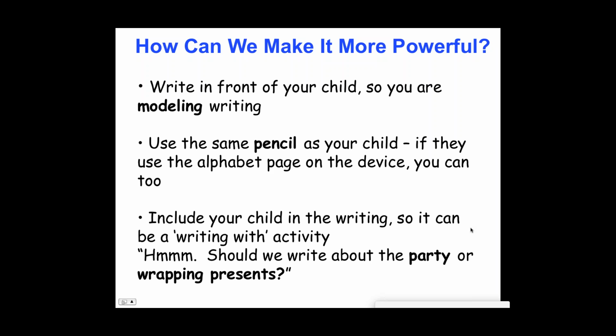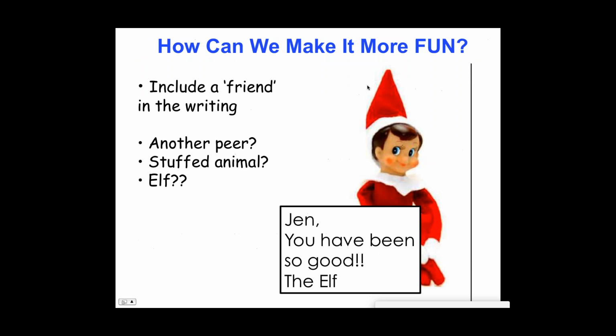If you're using some whole words, go find those in your child's system and model those, and then write it with the alphabet. We can include your child in the writing, so it can be a writing with activity instead of only a writing for activity. What do you think? Should we write about wrapping presents? Or the party? So you can give them some choices, and they get to decide what you're going to write about, and so that they're a part of this activity.